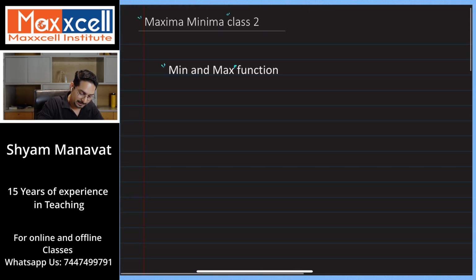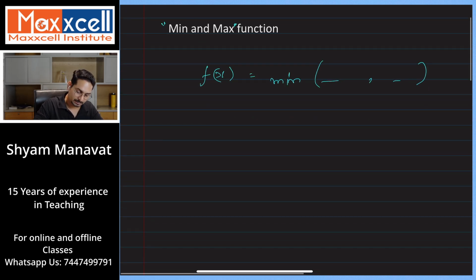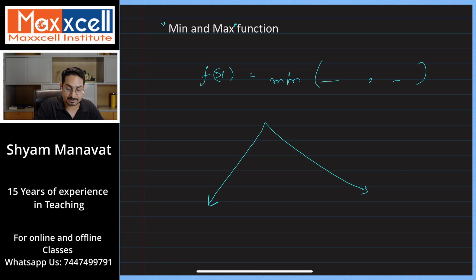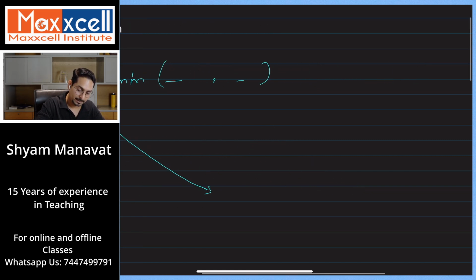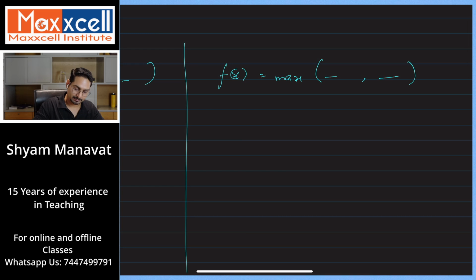So if you have a minimum function, I'm not writing the expression right now, but let's say you got a minimum function. The graph of this minimum function will be downwards. This is what we have discussed in the graph lecture of max min function. And if you have a maximum function, again for some expression which I'm not writing right now, it will always show you the maximum values. That means it will go upward.